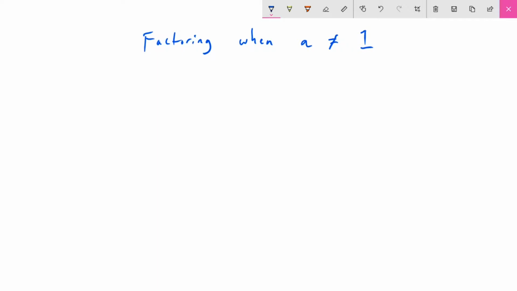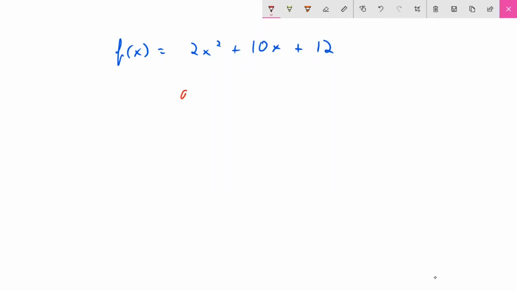Alright, so first example, write this one down. f of x equals 2x squared plus 10x plus 12. Now, on first glance, what is a here? You would say a is 2. A equals 2. But we don't want to deal with a not being 1 when we don't have to. So take a look at this equation. Is there a greatest common factor that we can take out of each of these numbers? Yes, there is. We can take out a 2 from everything.